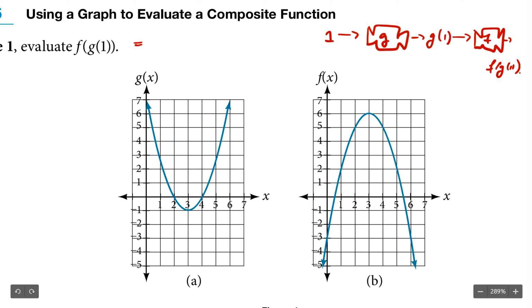Okay, so let's do this. So g of 1, so we need to see, when the input is 1, the output g of 1 is, well, it looks like it's 2.5 or 5/2. And now we want to figure out what's the output of f when the input is 2.5. So I need to get here and look at the output. So it seems to be 5.5.